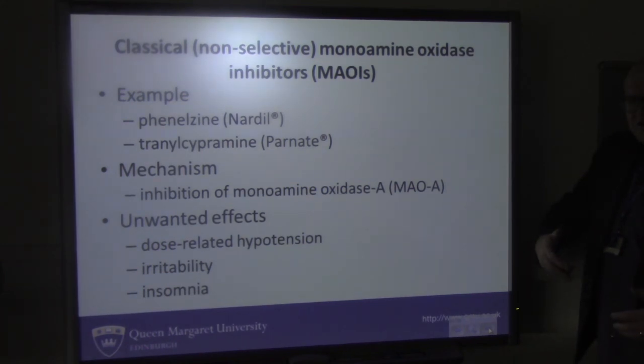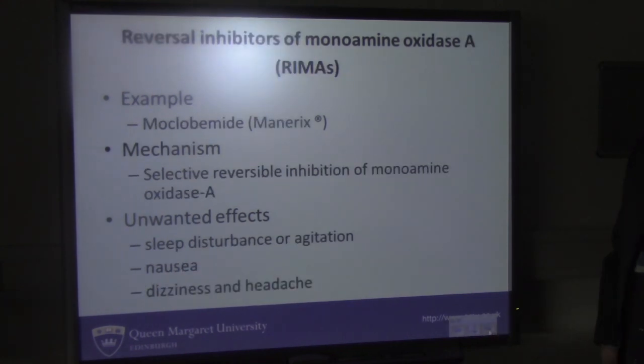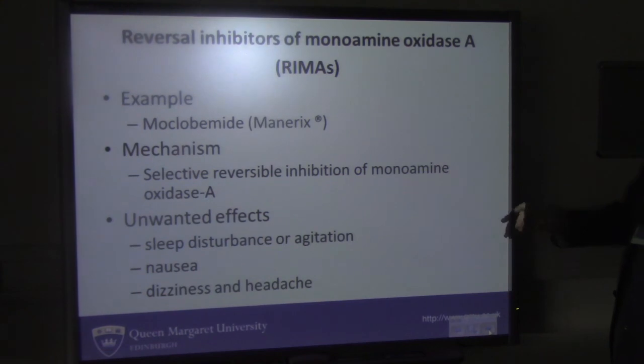reduced venous return, and that reduced venous return can cause a postural hypotension or a dose-related hypotension. You can also get irritability, and you can also get insomnia as a result of the increases in the levels of both serotonin and noradrenaline. You've got another example here, a drug called Manerix. Again, it can cause sleep disturbances, dizziness and headache, but it's a reversible inhibitor of the enzyme, therefore it elevates the levels.